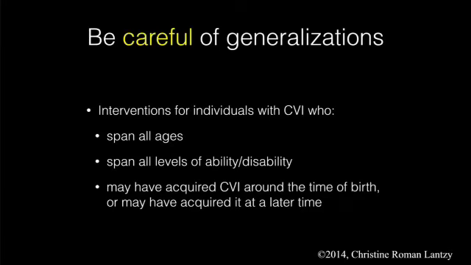When we talk about interventions and strategies for kids with CVI, we need to remember that the interventions apply to individuals with CVI who span all ages, all levels of ability and disability, and who may have acquired CVI around the time of birth or at a later time. So there are really 2 broad categories of CVI: those who have it from around the time of birth and those who have acquired CVI from an injury or incident that occurs later. We're talking about all of those children in this presentation.